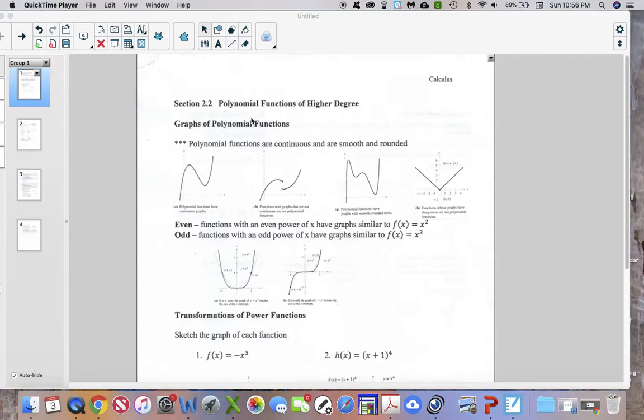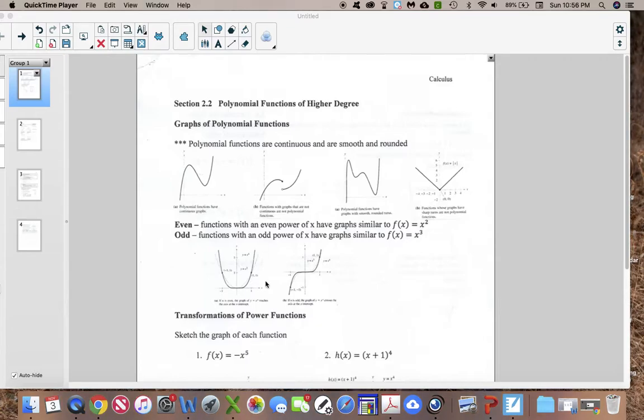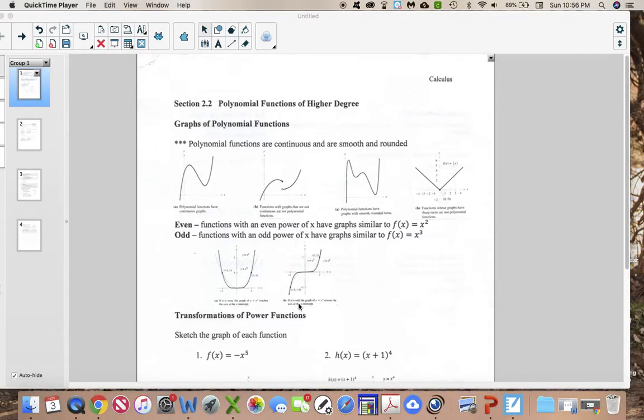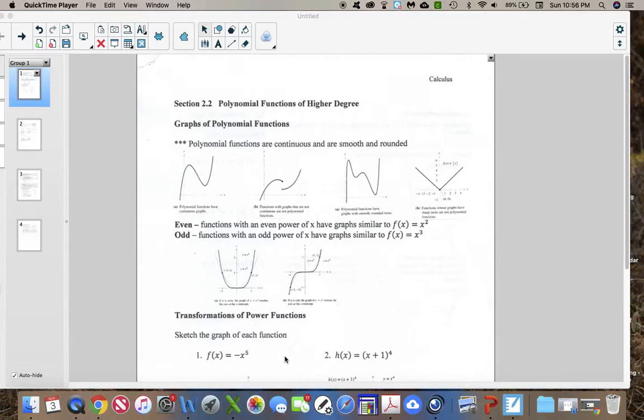So in section 2.1, we talked about quadratic functions, and this is higher degree polynomial functions. So x to the third, x to the fourth, x to the fifth, etc. And a lot of the same qualities that happen with x squared happen with higher power functions, like the transformations: left, down, up, right, reflect across the x-axis, that type of thing. Those are all consistent, whichever function you're talking about.